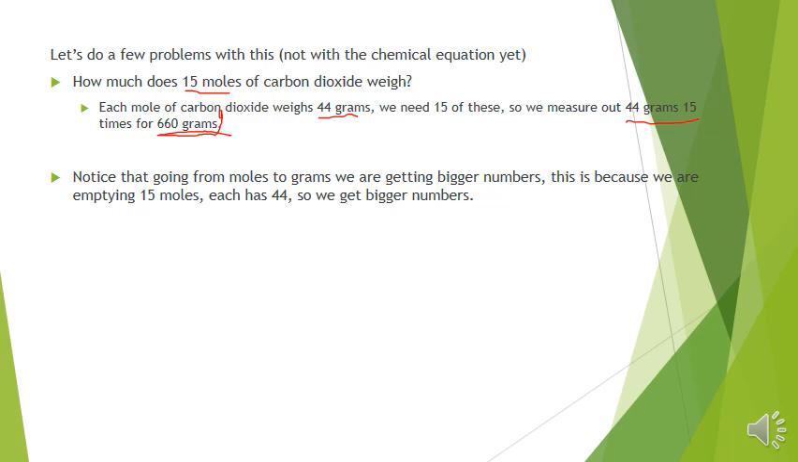Okay, notice, you go from 15 to 660, the number gets bigger. So when you go from moles to grams, you're ungrouping. You can think of a mole as a group. So each of these moles has 44 grams. And what you're doing is you're emptying out 44 grams 15 times. So you end up with 660. So you're going to multiply. You're going to end up having much more than you started with, and multiply is a way to get bigger numbers.